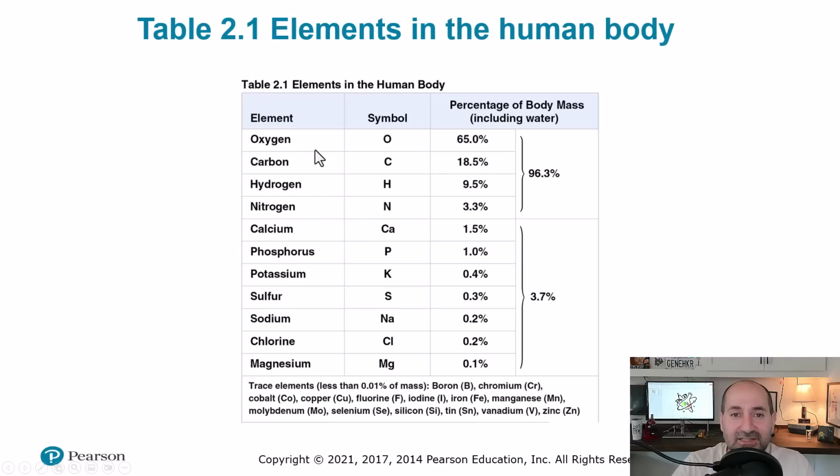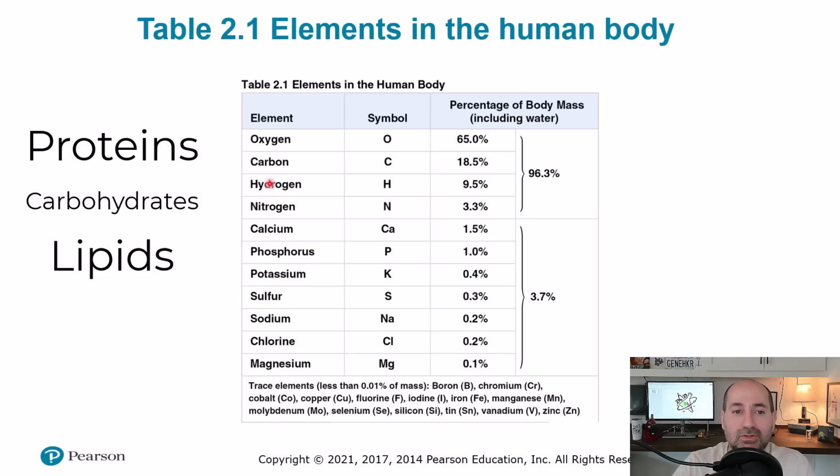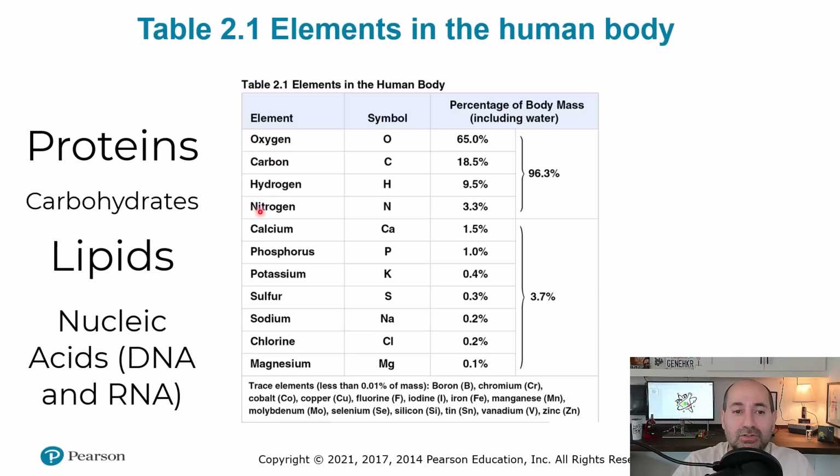Here we can see the elements in the human body. And do you remember just these 4 elements: oxygen, carbon, hydrogen, nitrogen? Those 4 elements alone make up 96% of the human body. And why is that? Well, we're going to learn this in the next chapter, but these are the elements that are found in your biomolecules, your proteins, your carbohydrates, your lipids, and your DNA and your RNA, the nucleic acids.